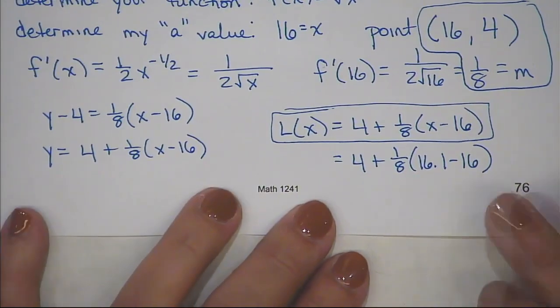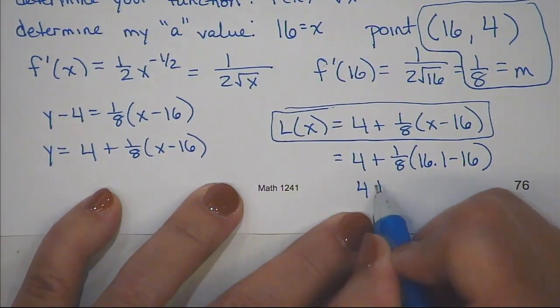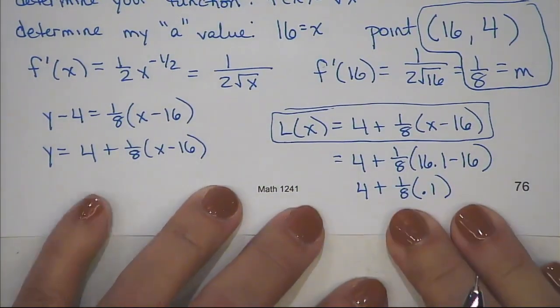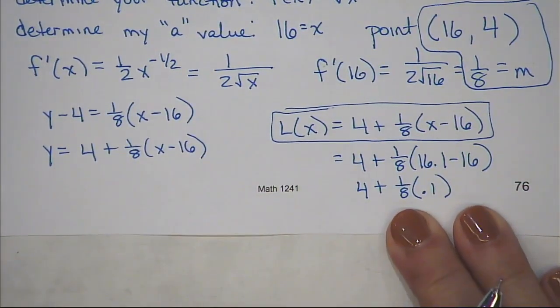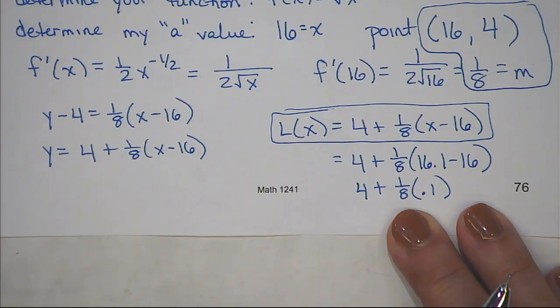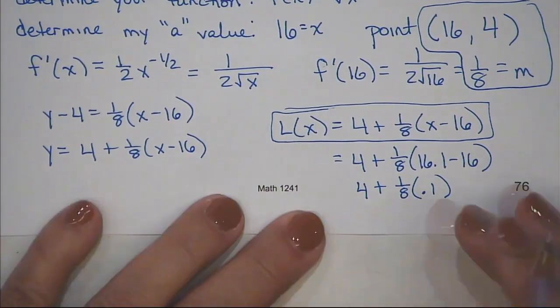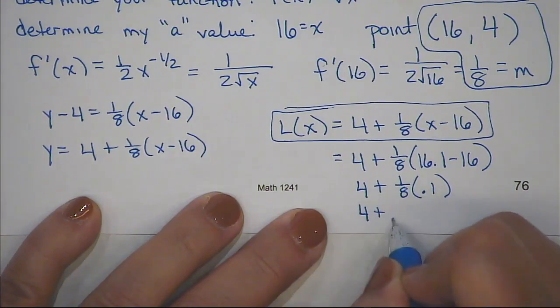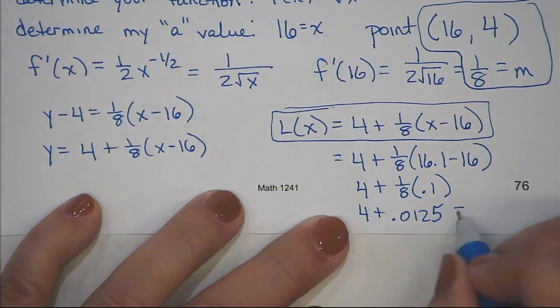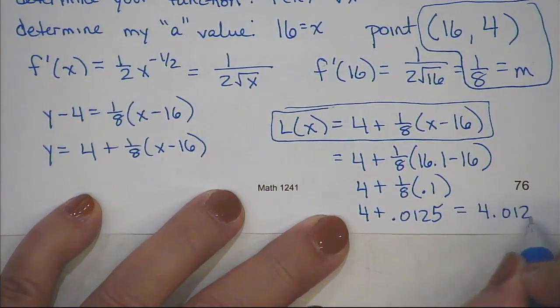For x, I have 4 plus 1/8 times 0.1. So 1/8 is 0.125. If we do 0.1 of that, that's 0.0125. So we get 4.0125.